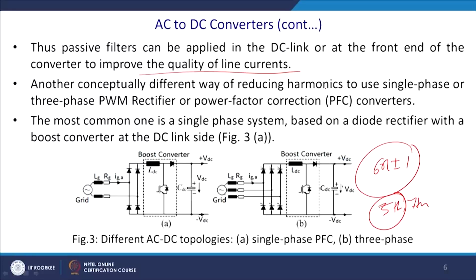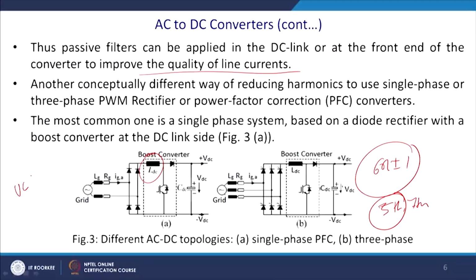Another conceptually different way of reducing harmonics is to use a single phase or 3 phase PWM rectifier or power factor correction converter. So, you will see the boost topology, and ultimately we take the voltage envelope, and the current is forced to remain within the voltage envelope. Students can see that one chip used for the power factor correction technique is UC3854 or 385x, it can be 3854, 3855, this series. So, that is used for this PFC technique.